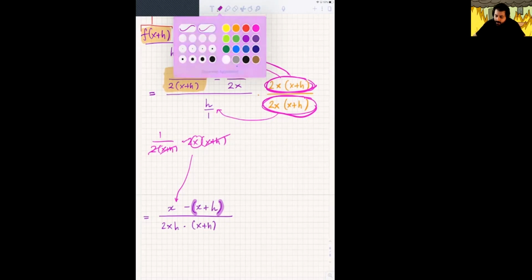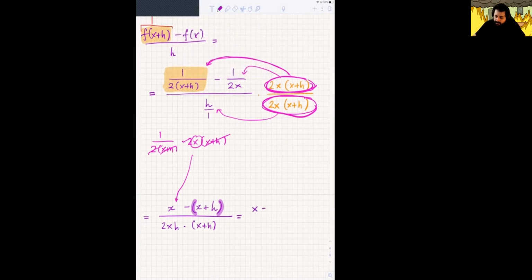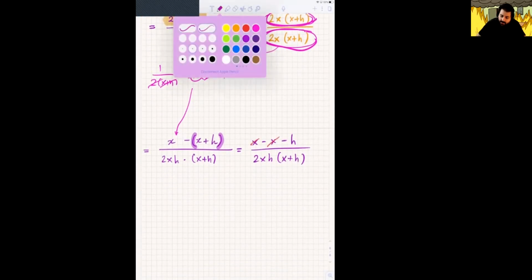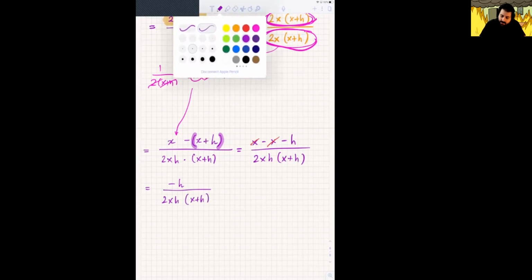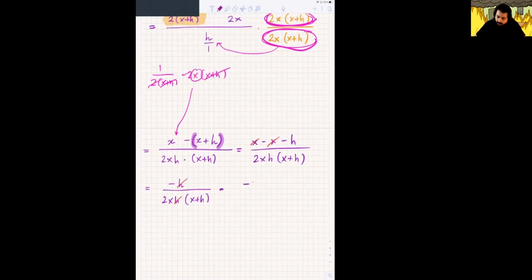So let's keep going. Now let's distribute the minus sign. So x minus (x plus h) all over 2xh(x plus h). The x's cancel out. Nice. And then we're going to see the h's also cancel out. Right, h is not equal to 0, so I can cancel out those h's. I'm left with just -1 all over 2x(x plus h). And so that's our final answer.